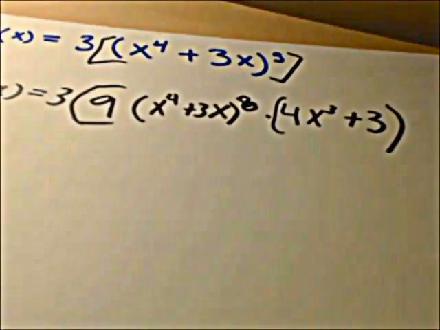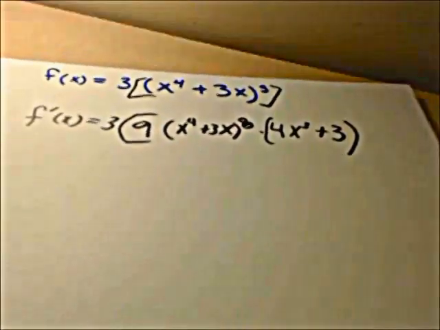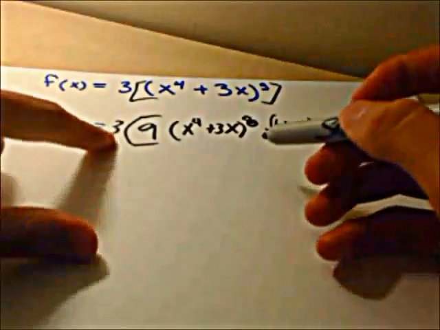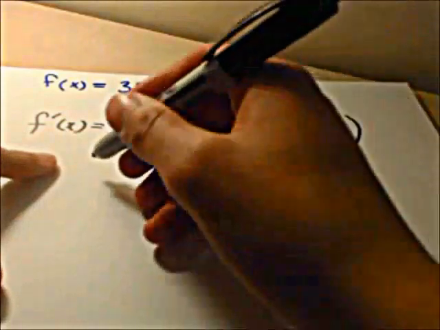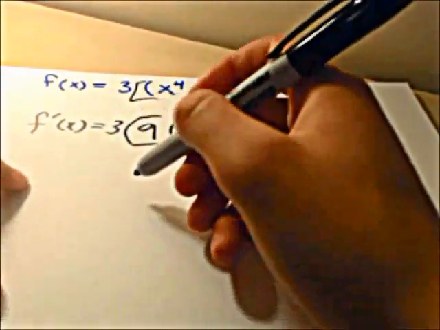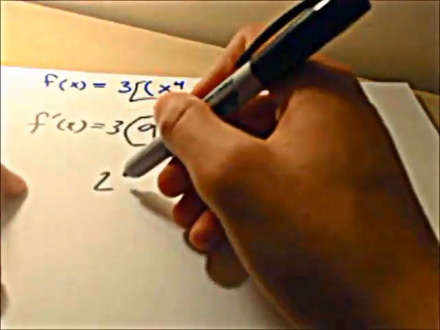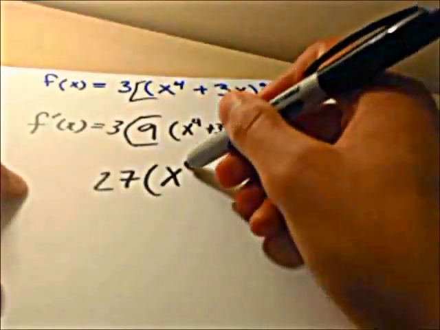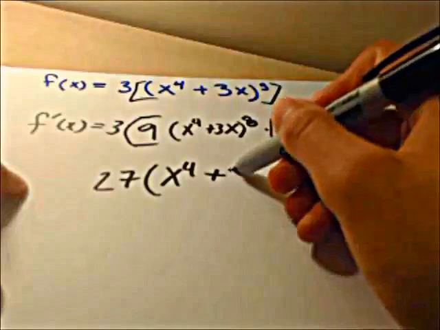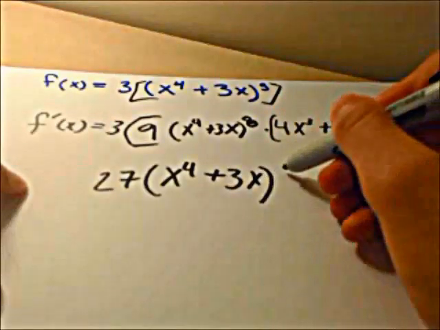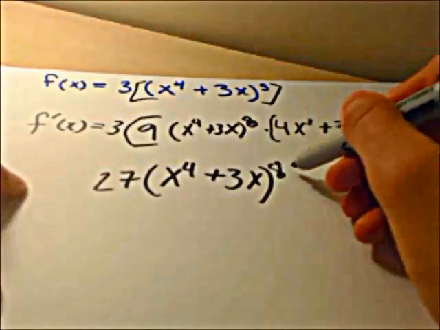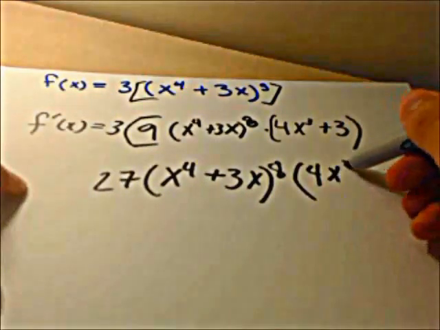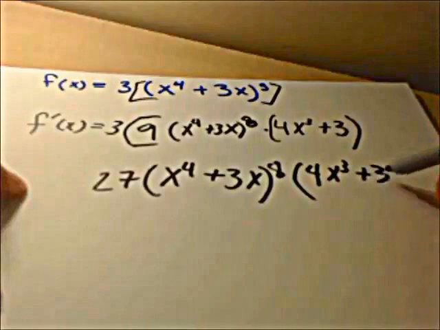Now we're just going to clean this up a little bit. Let me just zoom out. So what we do here is we distribute the 3 inside the bracket, so that's 3 times 9, which is 27. And then leave that as it is, x to the power 4 plus 3x to the power 8, and then times 4x to the power 3 plus 3.